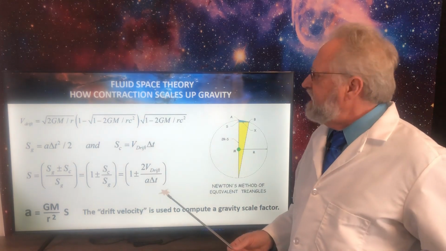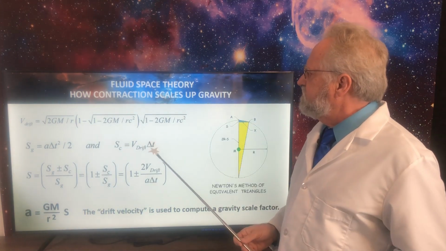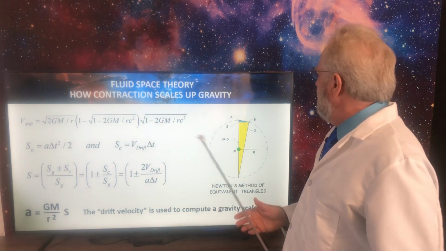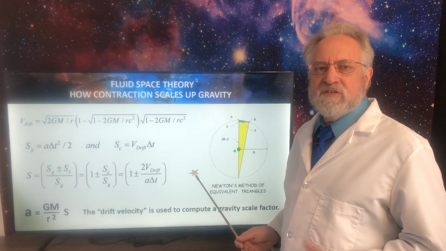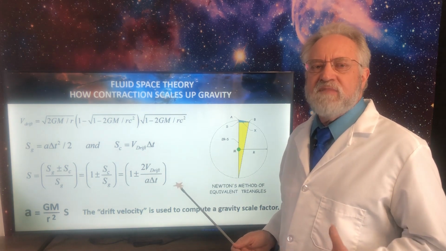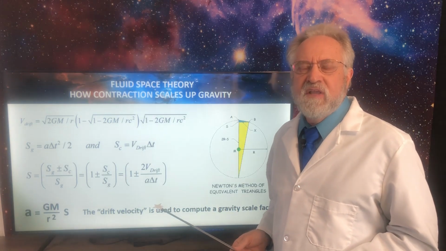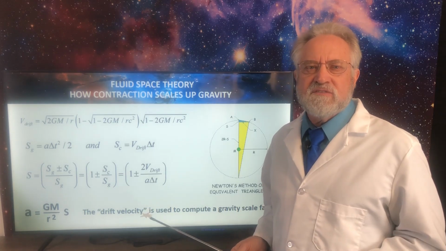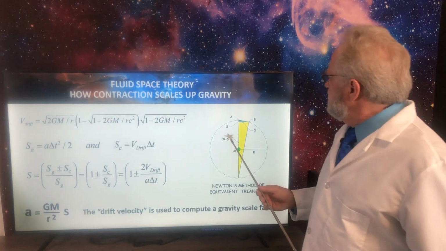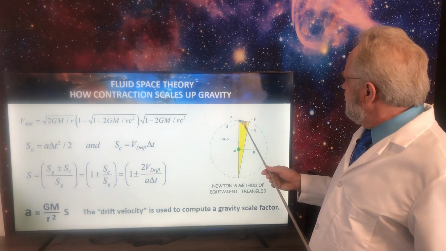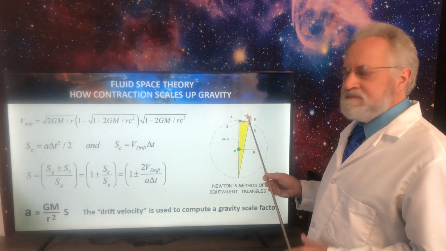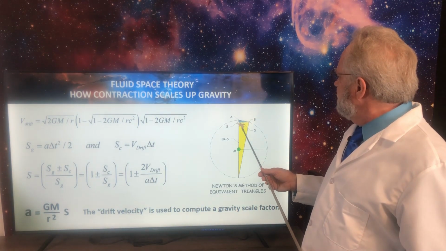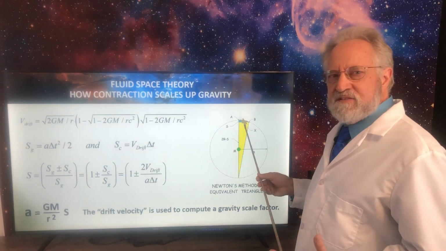So if you want to do the math, here's the equation for the drift velocity. And the way I did this is I used Newton's method of equivalent triangles, the same method he used to work out the orbit of the moon and work out his inverse distance squared law. Basically, it says if you have an object in orbit around a mass, over any given time, it will drop vertically some distance toward the central mass.